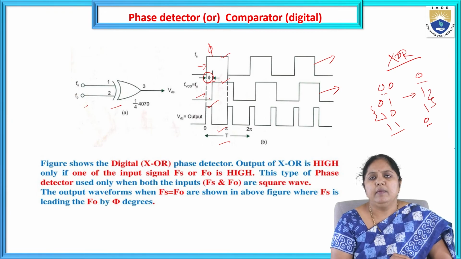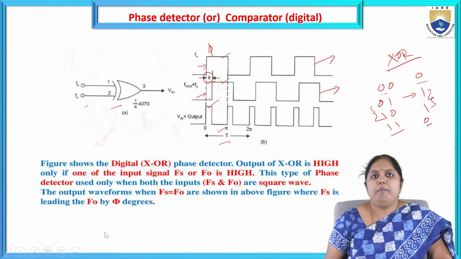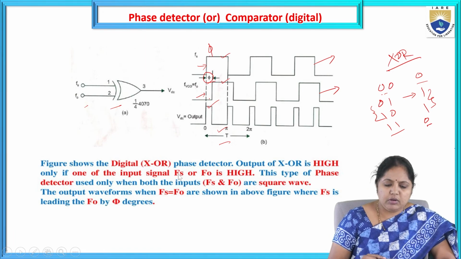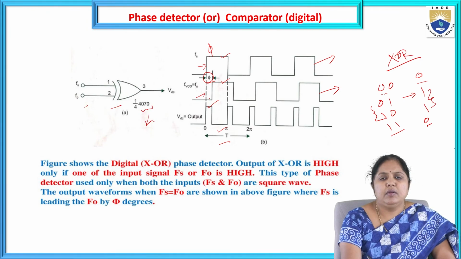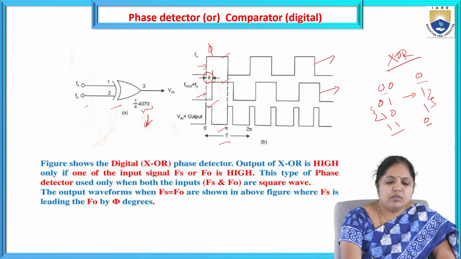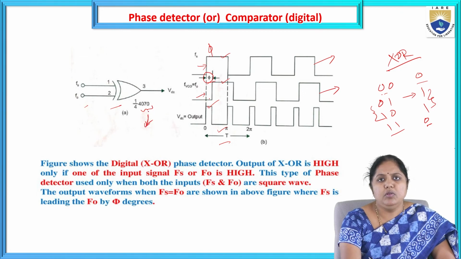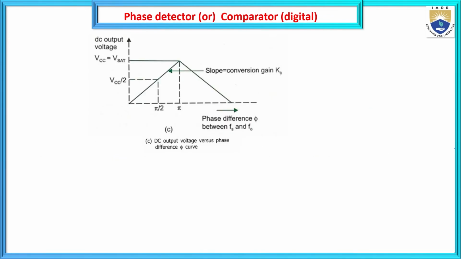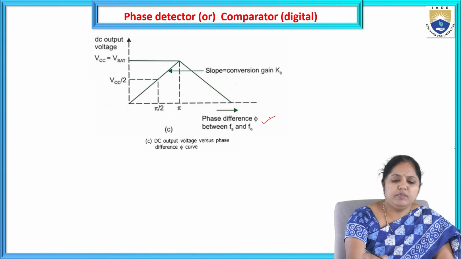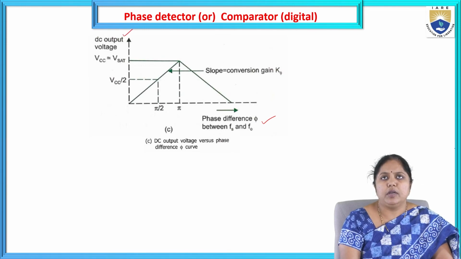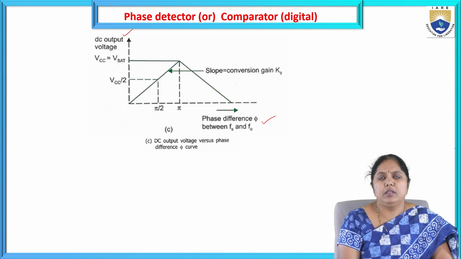What is the phase angle phi? Let us see what the maximum DC output voltage is and what the maximum phase angle is that can be allowed by the phase detector. Here the 4070 is a CMOS device, this IC is the 4070. This is the waveform representation of the DC output voltage. If you observe, the x-axis is the phase difference between Fs and F0, and the y-axis is the DC output voltage. So what is the maximum amount of DC output voltage?